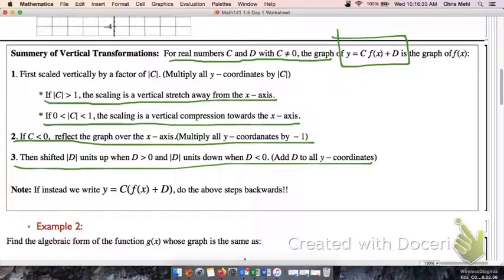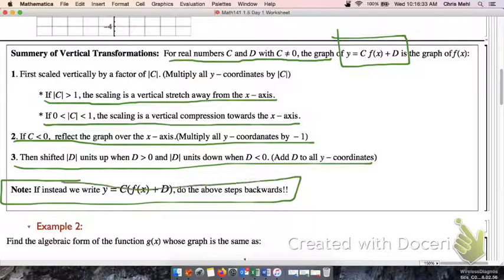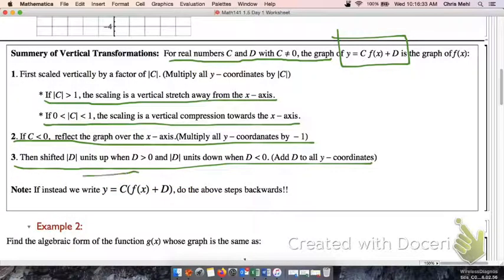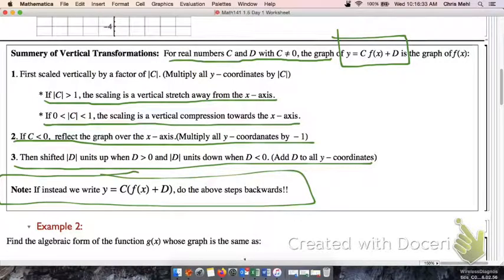And ultimately what you're doing to all the points on the graph is you're adding d to all the y coordinates. Now, if you look at this note on the bottom, if you factor out that scaling factor c, and have f of x plus what's left over, d, in parentheses, you would do the steps backwards. So you'd first do your shifting up or down by absolute value of d units, and then you would do your reflecting and your scaling. So c would be your vertical scaling factor.